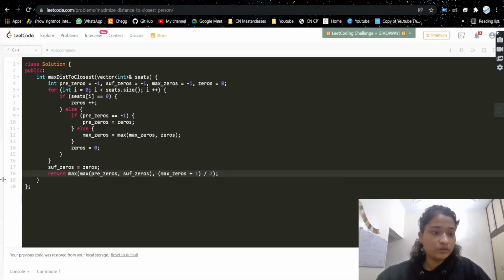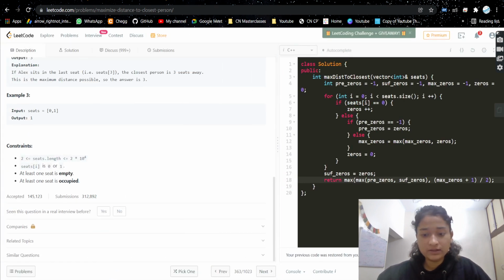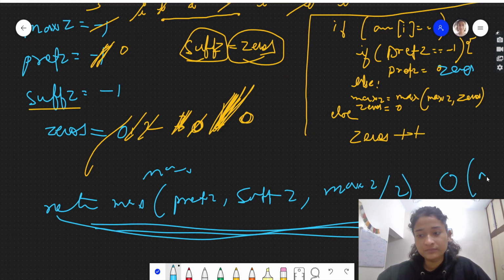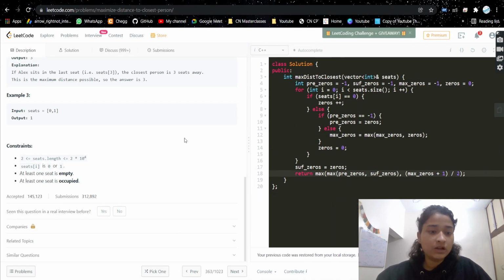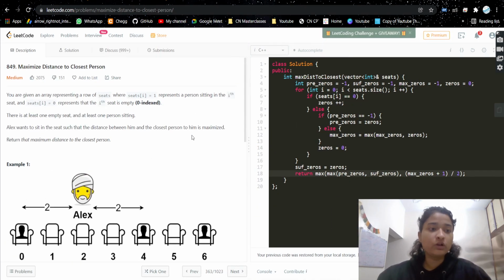So I hope you understood the approach. The time complexity for this is O of n, single traversal, and O of 1 space. We are not taking any extra space. So this is the optimized approach. Other approaches will also get accepted, but that was not an optimized approach if we take the space complexity.